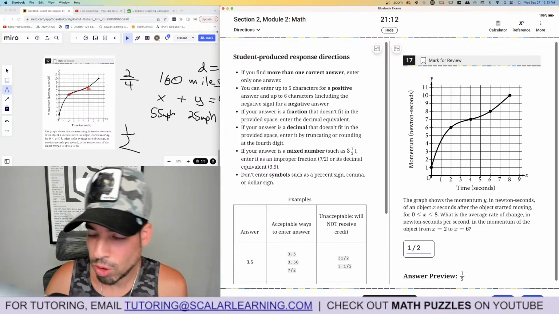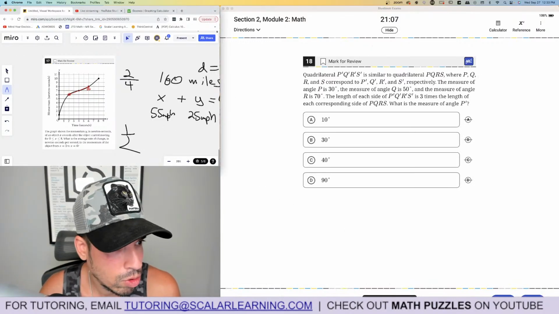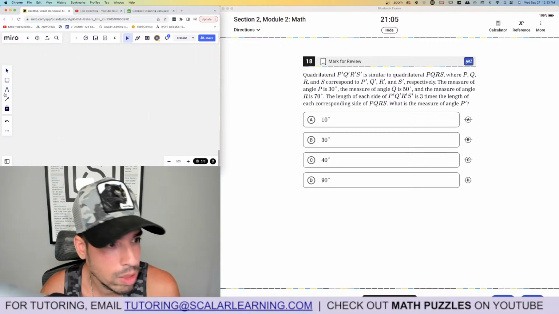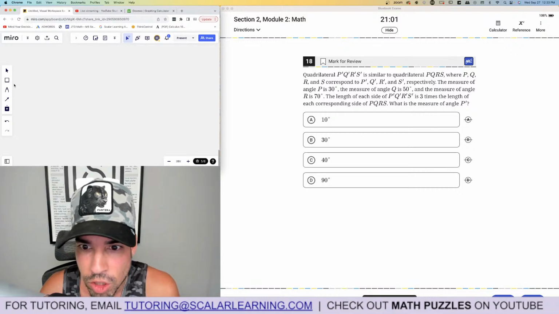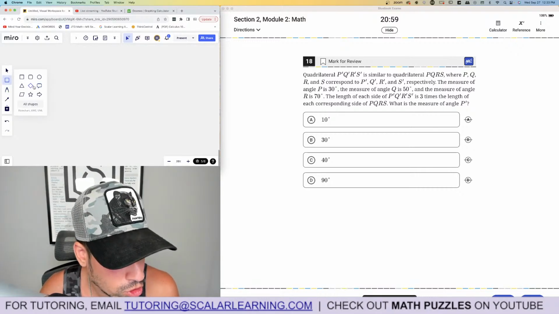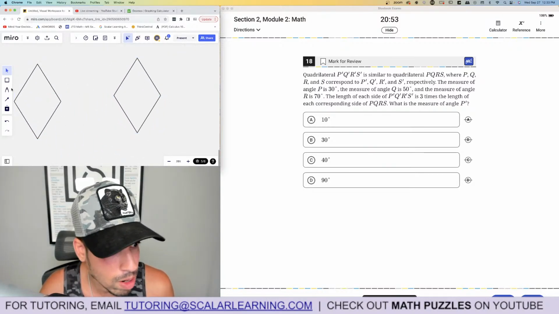Up 2 over 4, up 2 over 4. Yeah, boom, done. 18, quadrilateral. Okay, we got to write this out. Quadrilateral PQRS is similar to P'Q'R'S', where PQRS corresponds. Okay, measure of P is, okay, let's draw out these guys, just so it doesn't look like a rectangle, whatever. It's not saying it's a rhombus, but hey.